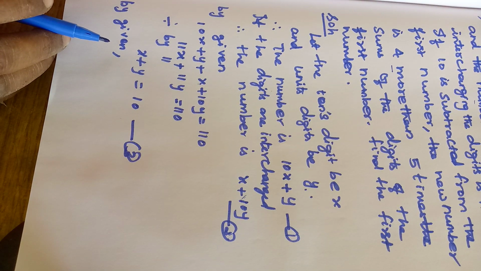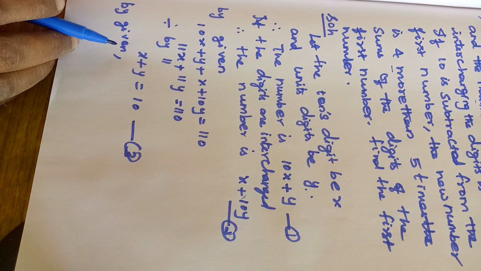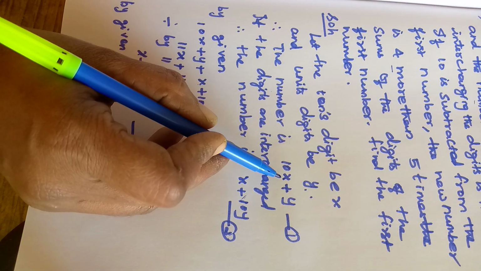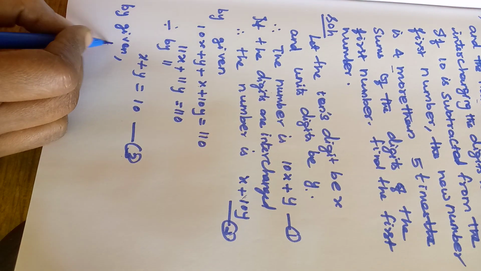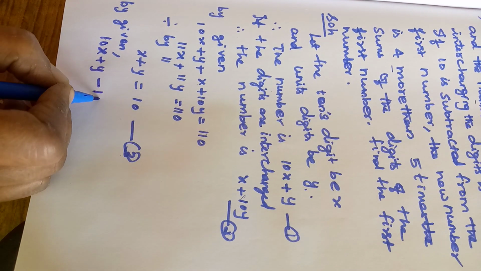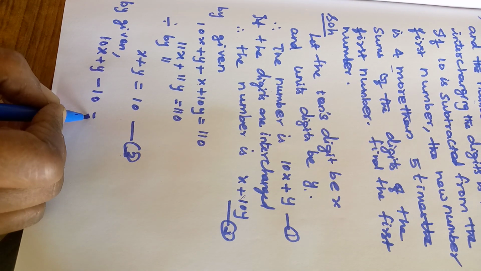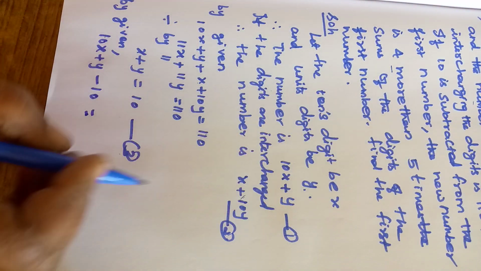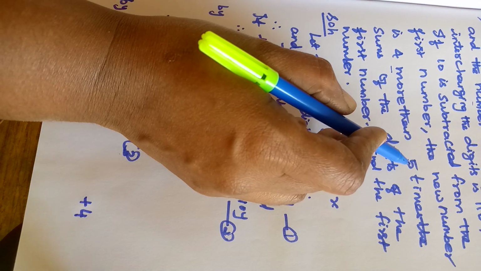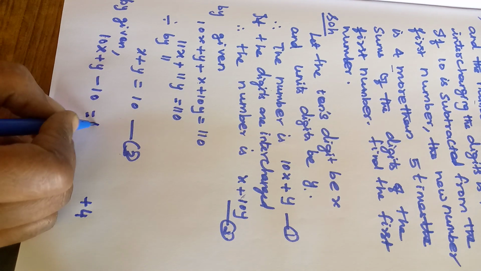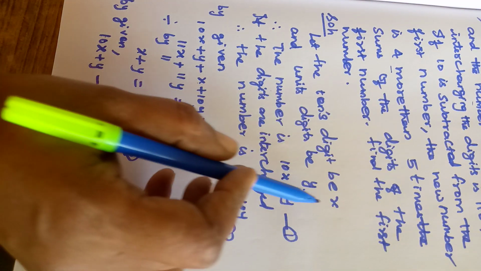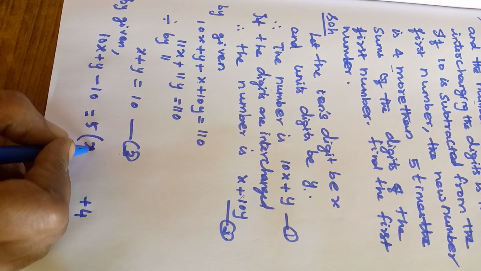By the given second condition, what is the second condition? If 10 is subtracted from the first number. So what is the first number? 10x plus y. From here, 10x plus y is the first number. When 10 is subtracted, the new number is 4 more than 5 times the sum of the digits. 4 more means we need to add 4. 5 times the sum of the digits of the first number, and the digits are x and y. So x plus y.